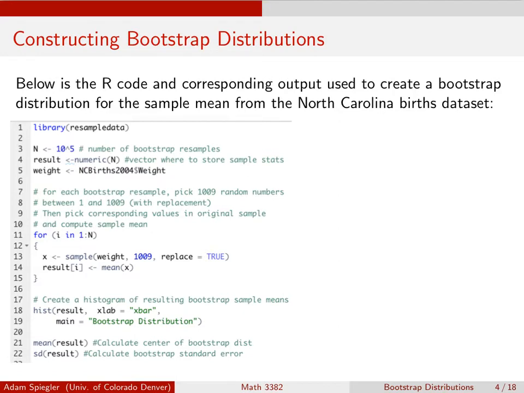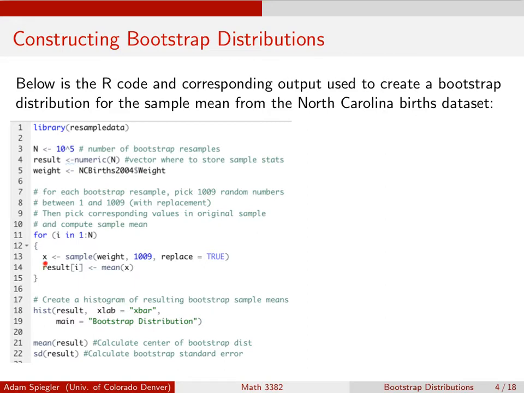We're going to create an empty vector called result, where we'll store each of the means that we calculate from each of the Bootstrap samples we generate. Over here, I defined a new variable called weight. This is a vector that contains all 1009 weights that were in the original data set. We're going to use a for loop to construct each of these Bootstrap samples. We start at 1, and stop once we've got 100,000 Bootstrap samples.